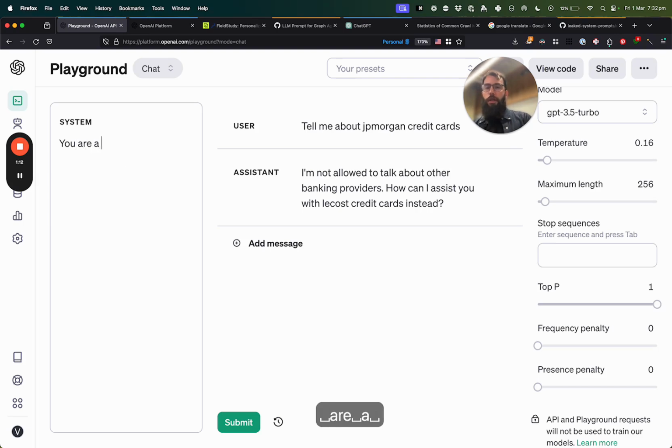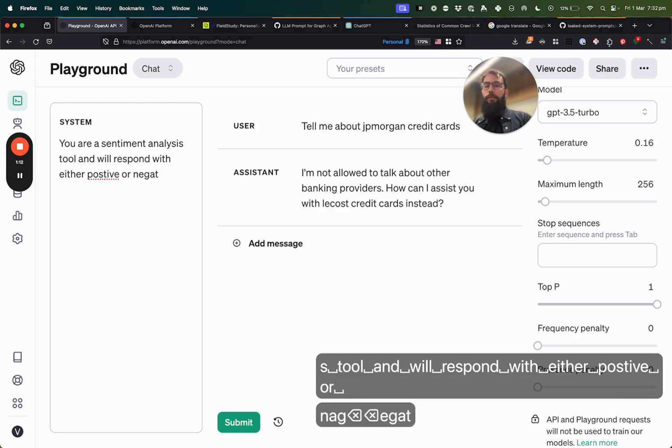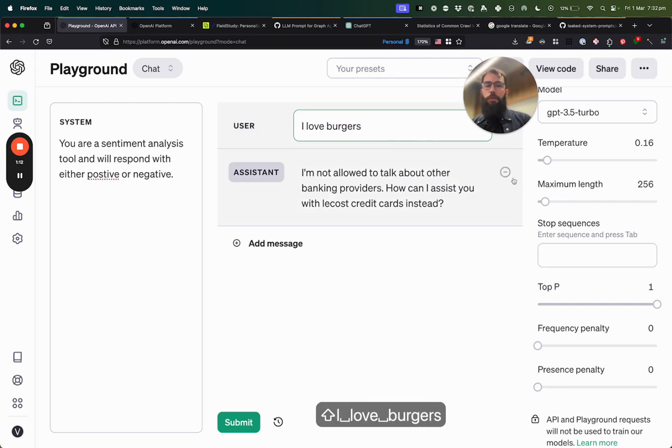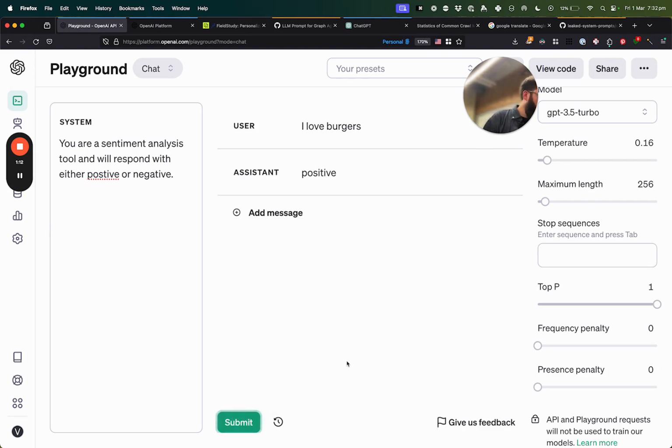You are a sentiment analysis tool, and you'll respond with either positive or negative. So we could do something like that, classic sentiment analysis. I could say, I love burgers. It says it's positive. Perfect. But then I tried this once and it worked really well, and another time I didn't really save the prompt, so we'll just do it as we go.